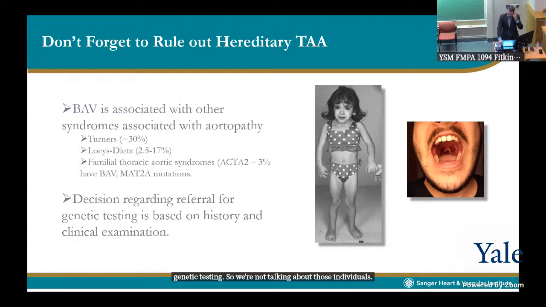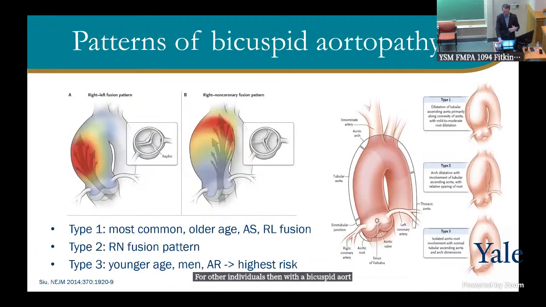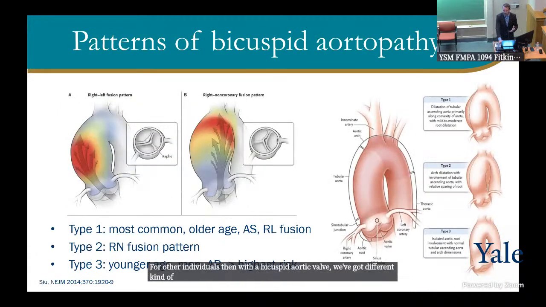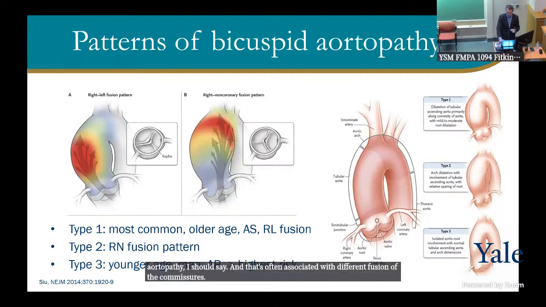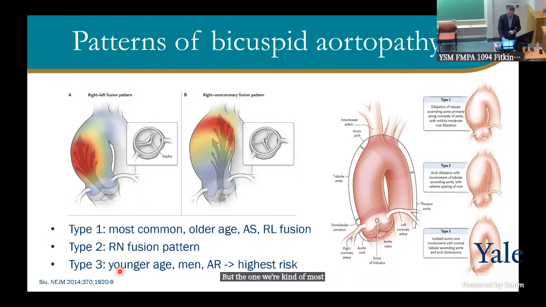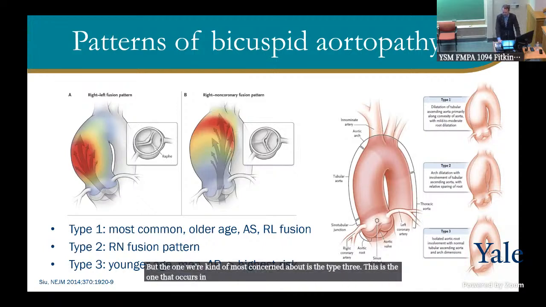For other individuals then with a bicuspid aortic valve, we've got different types of bicuspid aortic valve aortopathy, I should say. And that's often associated with different fusion of the commissures. But the one we're most concerned about is the type 3. This is the one that occurs in younger men and primarily affects the aortic root.